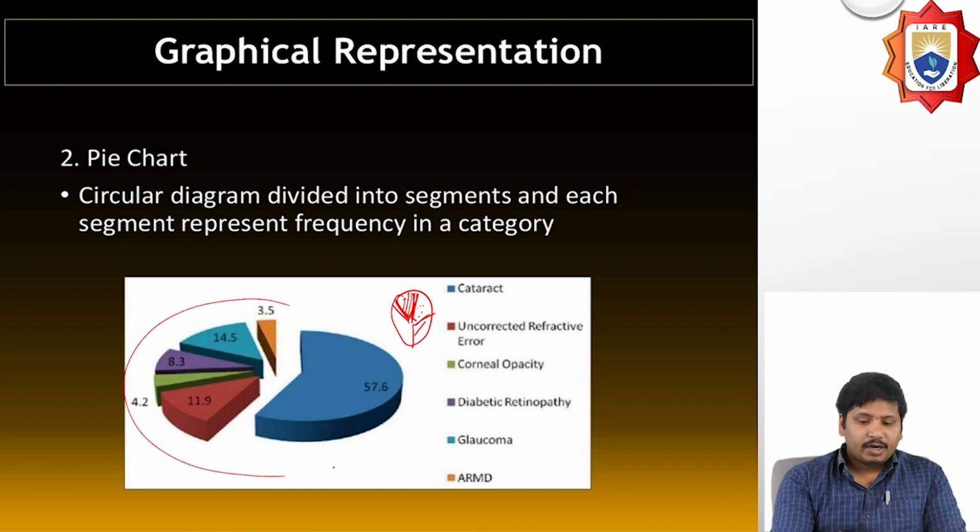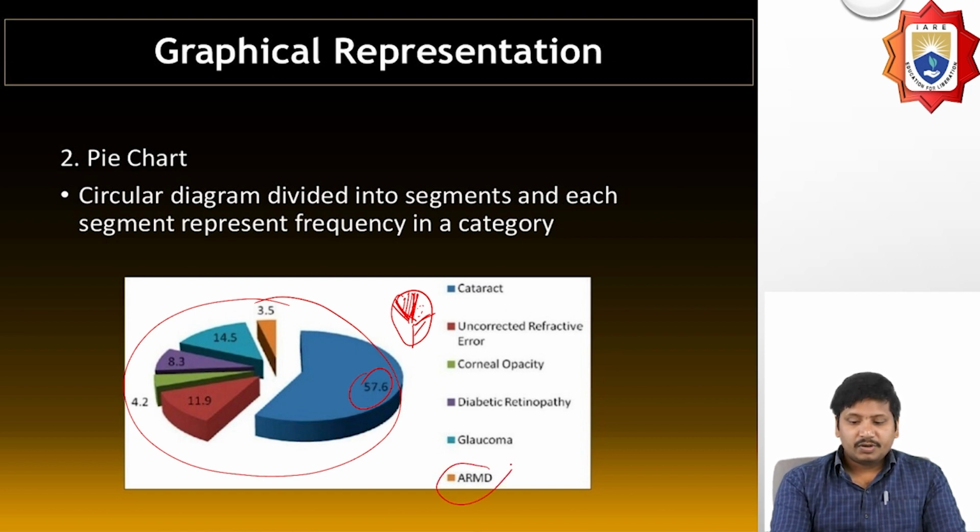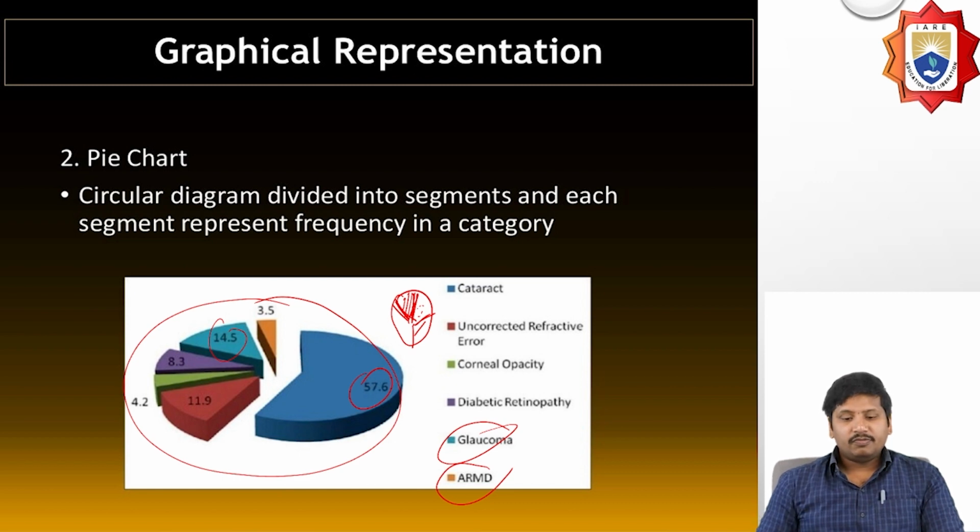So if you look at this diagram, in the circle, 57.6% have cataract, 3.5% of people are suffering from ARMD, and 14.5% are suffering from coma. Like this, I can segregate how much of each section is going to be represented in the circle. So a pie chart should be a circular diagram which is divided into different segments, and each segment should be of a different category.